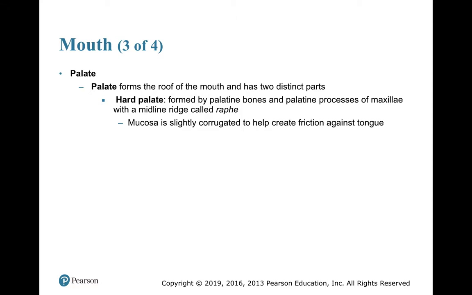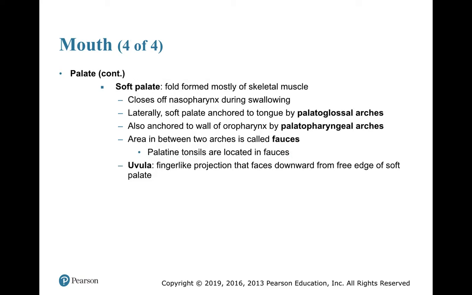The palate is going to form the roof of the mouth. It has two distinct parts. The first is the hard palate, which is formed by the palatine bones and the palatine processes of the maxillae, and it has a midline called the raphe. The mucosa is slightly corrugated, and that helps to create friction against the tongue, involved in just breaking down food.